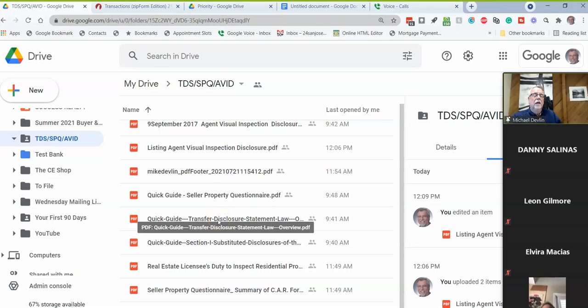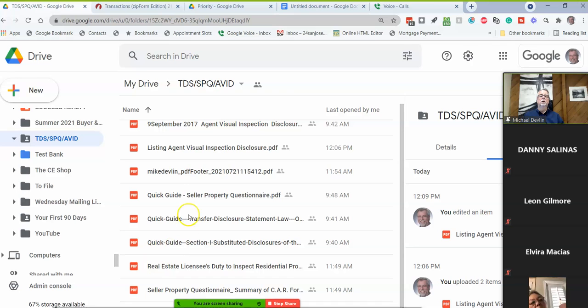The transfer disclosure statement is required in all residential sales of 1 to 4 units unless it's a bank-owned property, an REO, a successor trust transaction, that these are exempt ones, a bankruptcy transaction, or a probate transaction. Now, the list is a bit longer than that, but that's pretty much what it is.